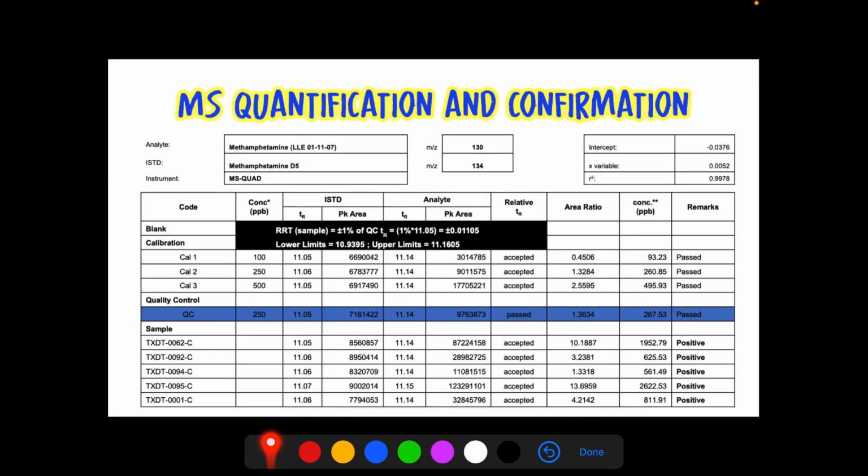So also in this case, positive identification can be made because the RT of the analyte is comparable to the RT of the internal standard. So this is the internal standard, this one is the analyte. Same with this one, this is the analyte, and this one the internal standard. That's why we can make positive identification in here.